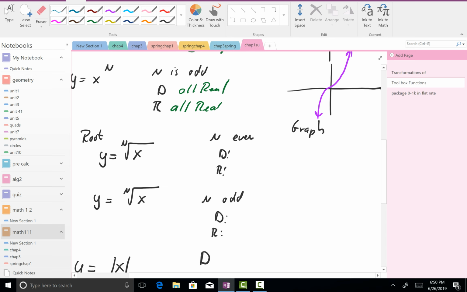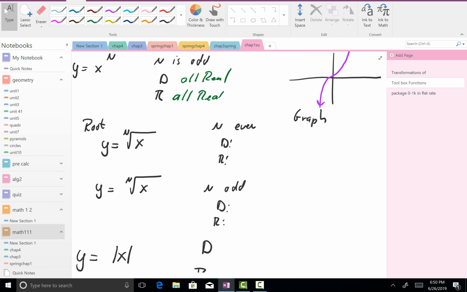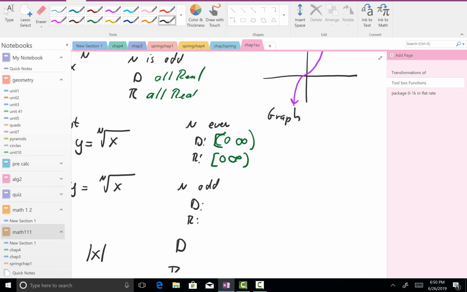Okay. An even root. Domain? Okay, 0 to positive infinity. Good. Range? Same thing. Okay, so tell me about how I would do the graph of this. Curving up to the right. From 0, curving up and to the right. Very good.